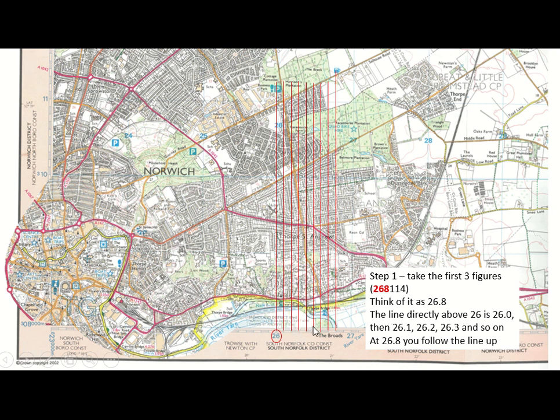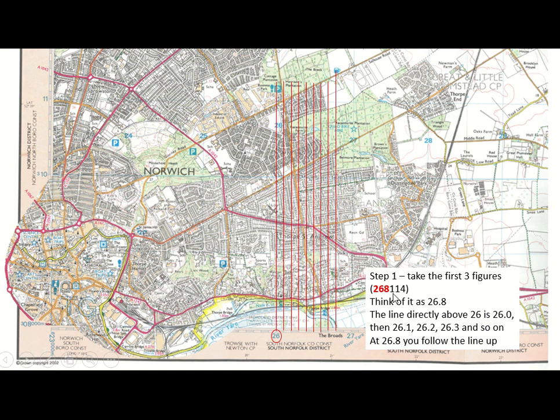263, 264, 265, 266, 267. Anything on this line is 268, all right? Now, if I get to this point, it's no longer 26. It goes from 268 to 269, and then we're at 270. So 270 is the 6-figure reference for that line. This one is 260.